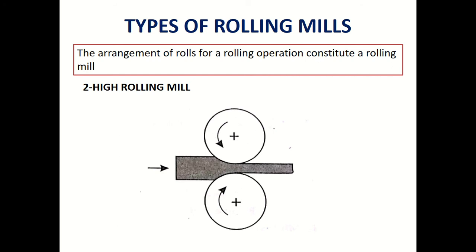Why is it called reversible? The movement of the workpiece from one side to another during a rolling process is called a pass. Please note that the movement of the workpiece from one side to the other during a rolling process is called a pass. So in a reversing mill, a reverse pass is possible. In the case of a two-high rolling mill, the reverse pass is possible. That's why a two-high rolling mill is called reversible.